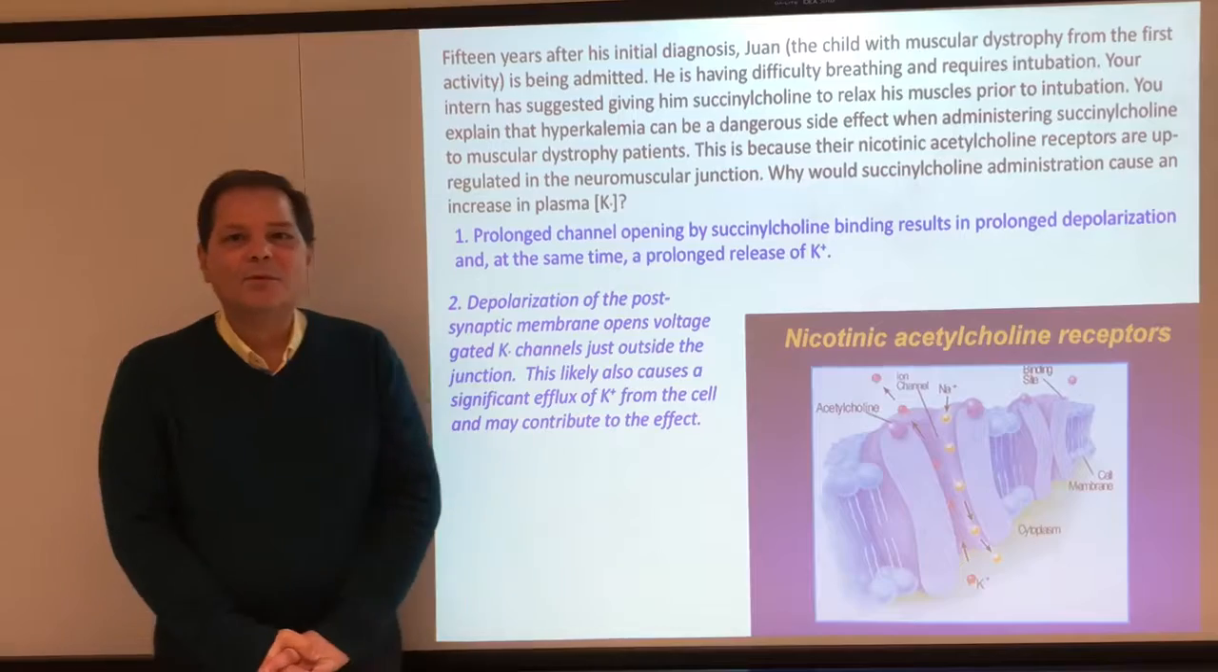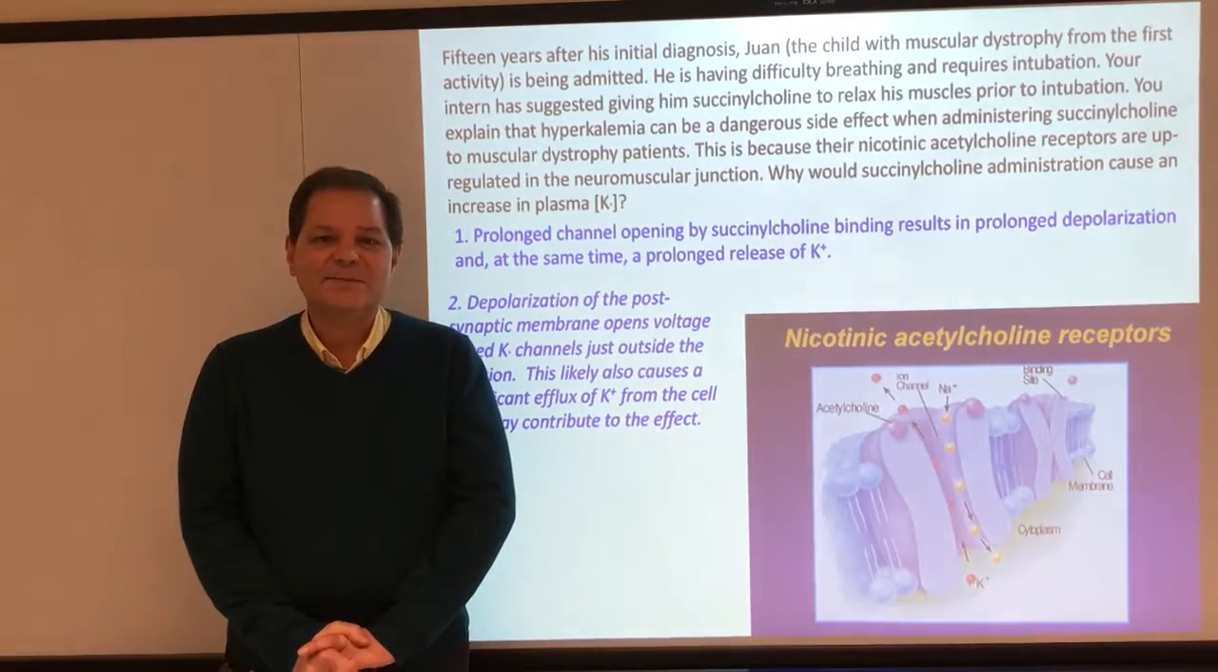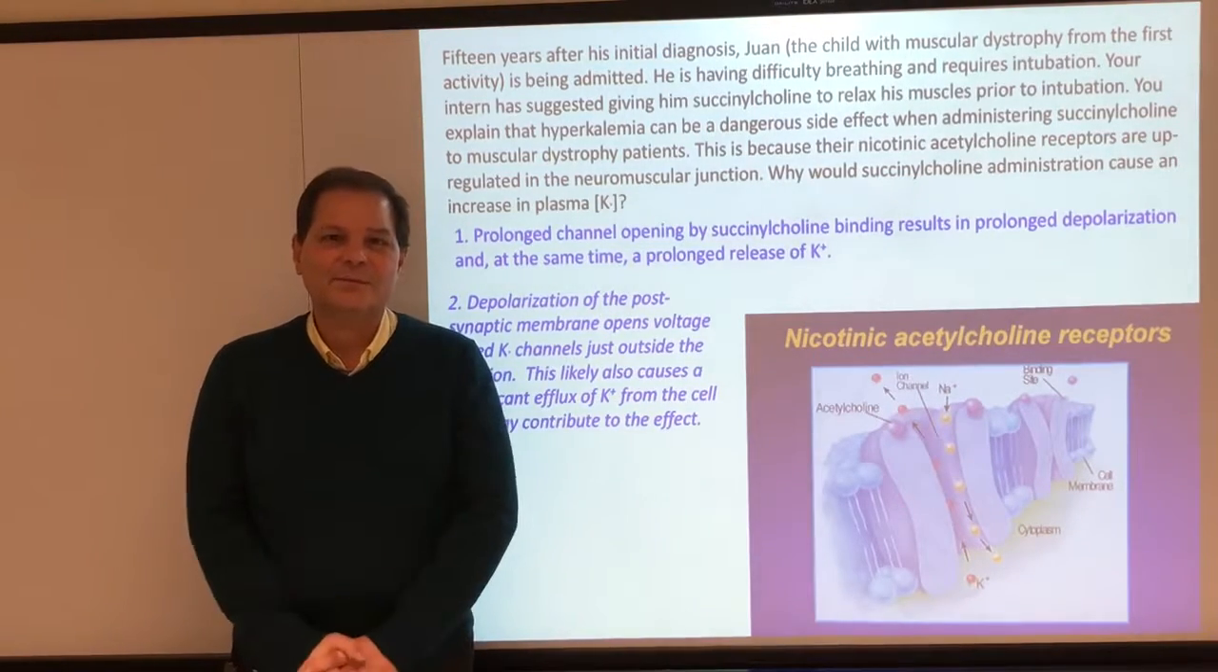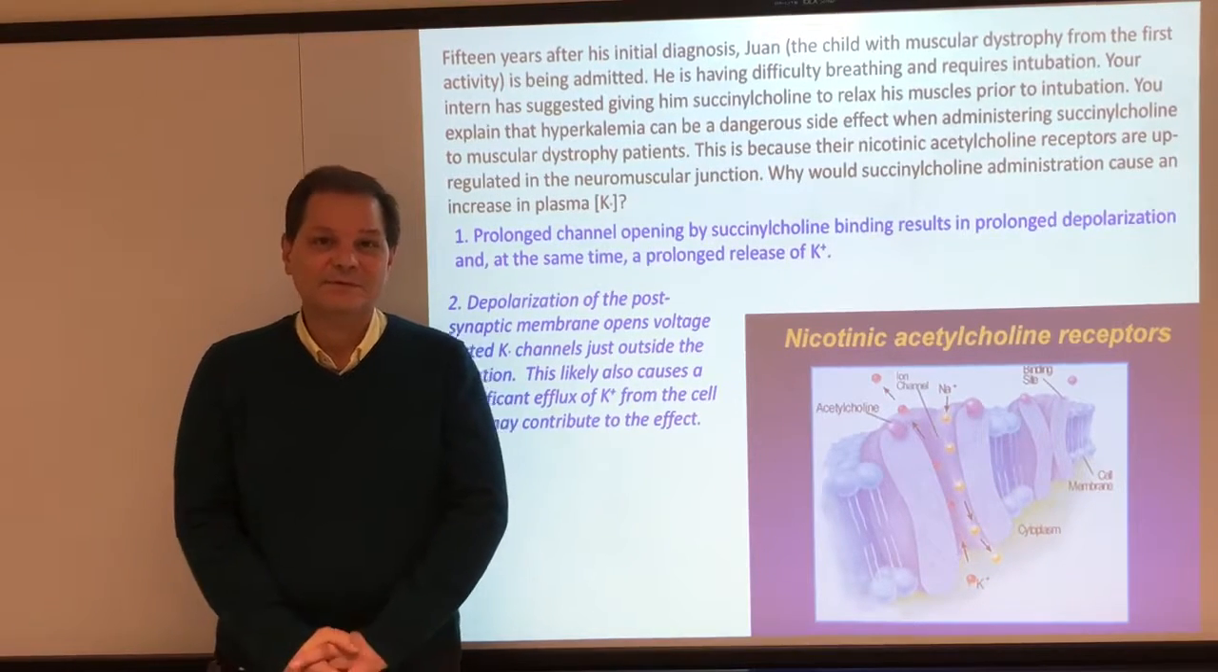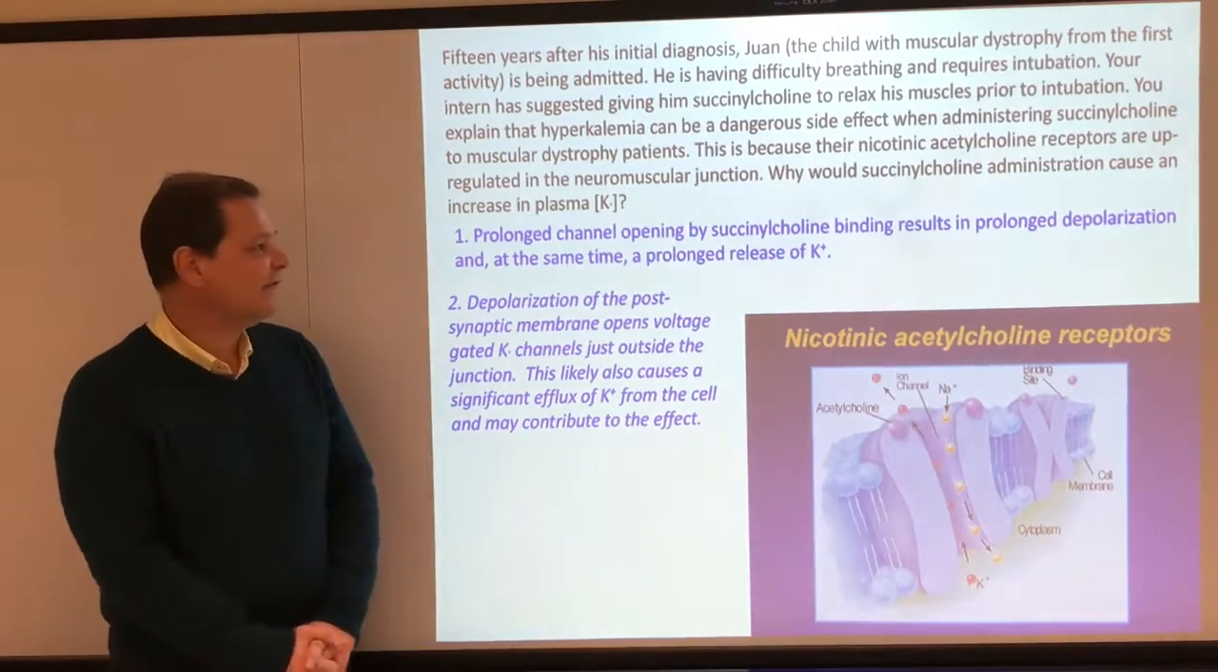The problem with the muscular dystrophy patients is that because the ACh receptors are upregulated, that hyperkalemia is exaggerated and you're releasing more than the usual amount of potassium. And that's not good. So how does this work?